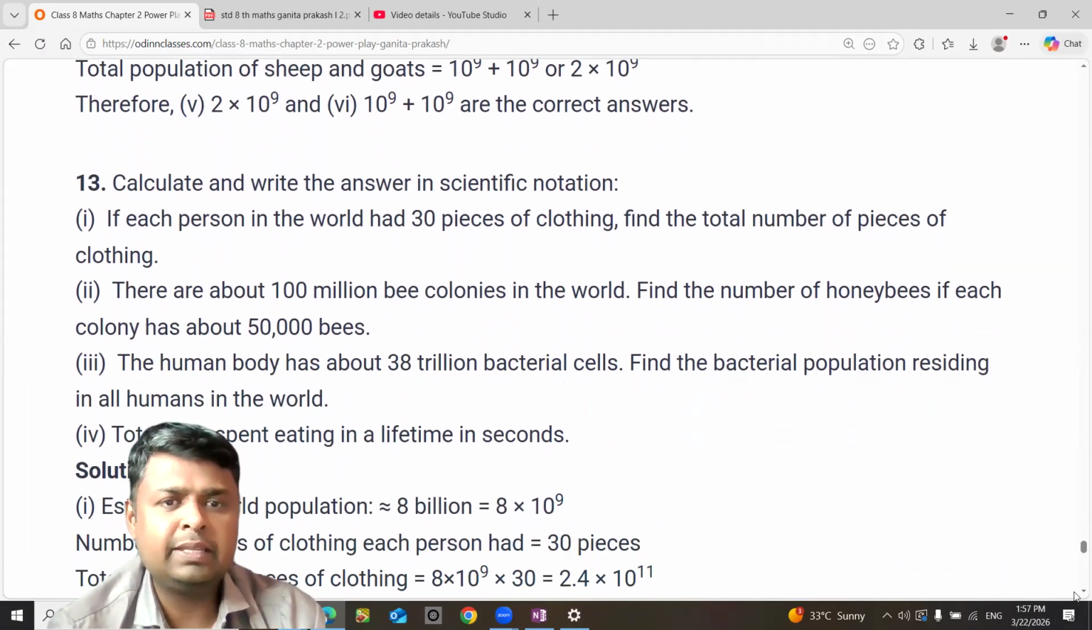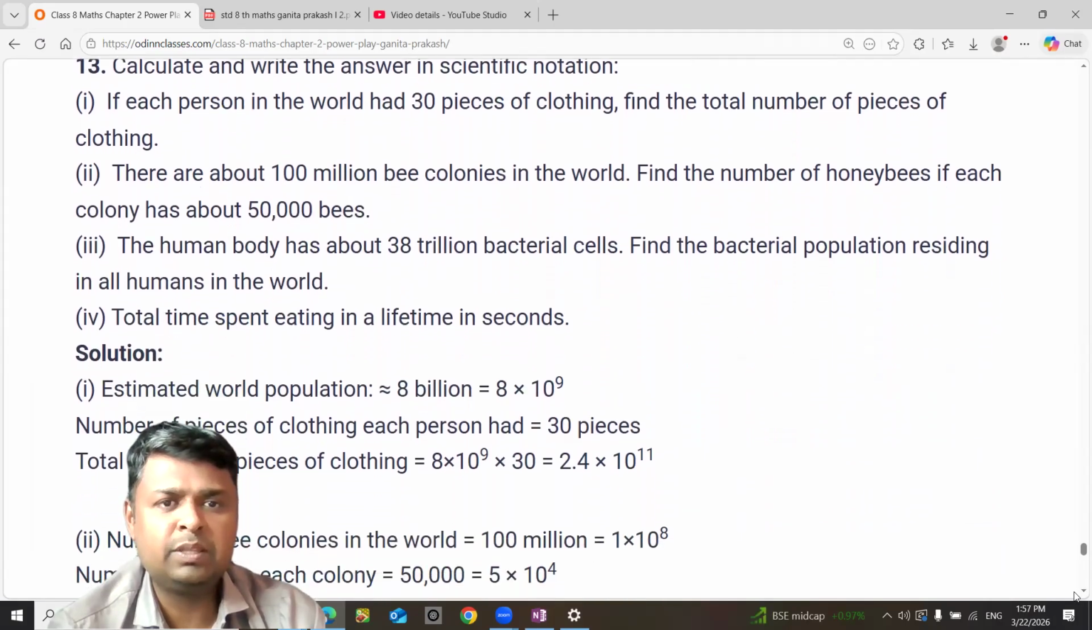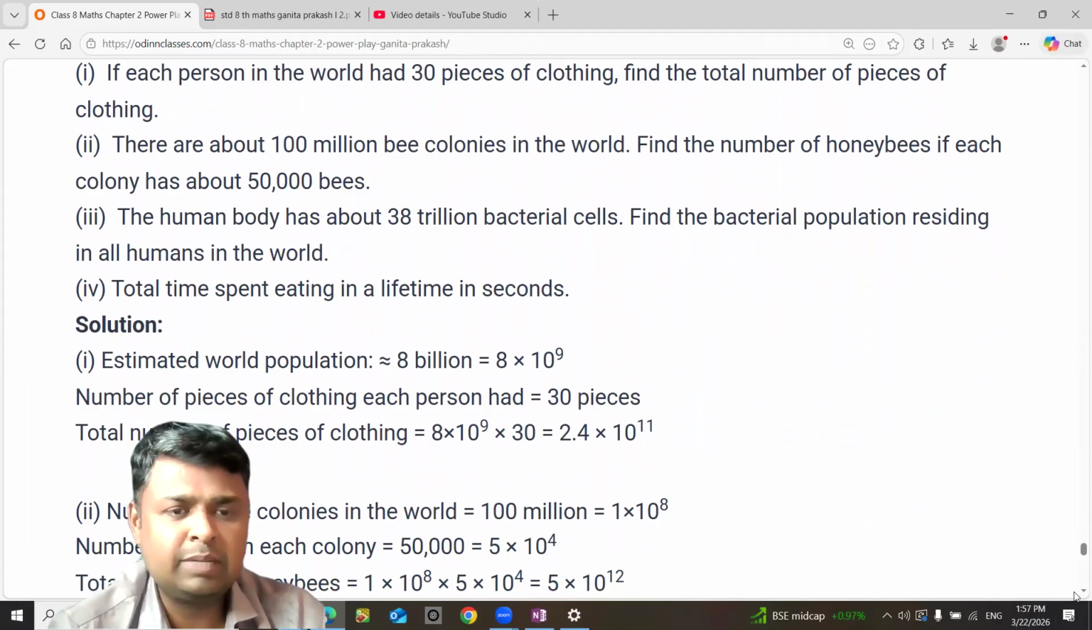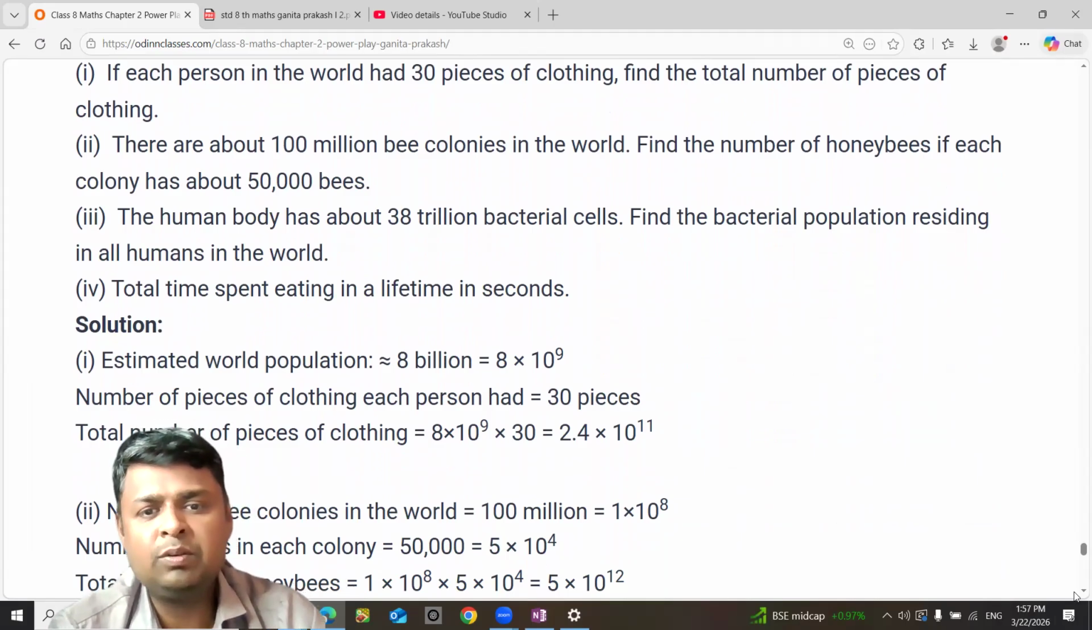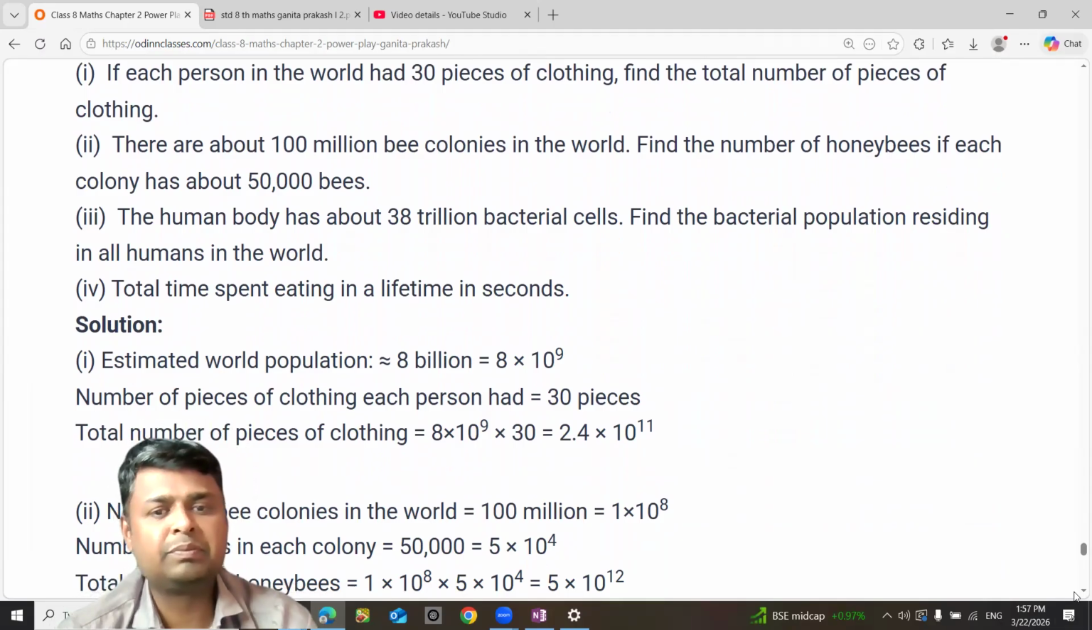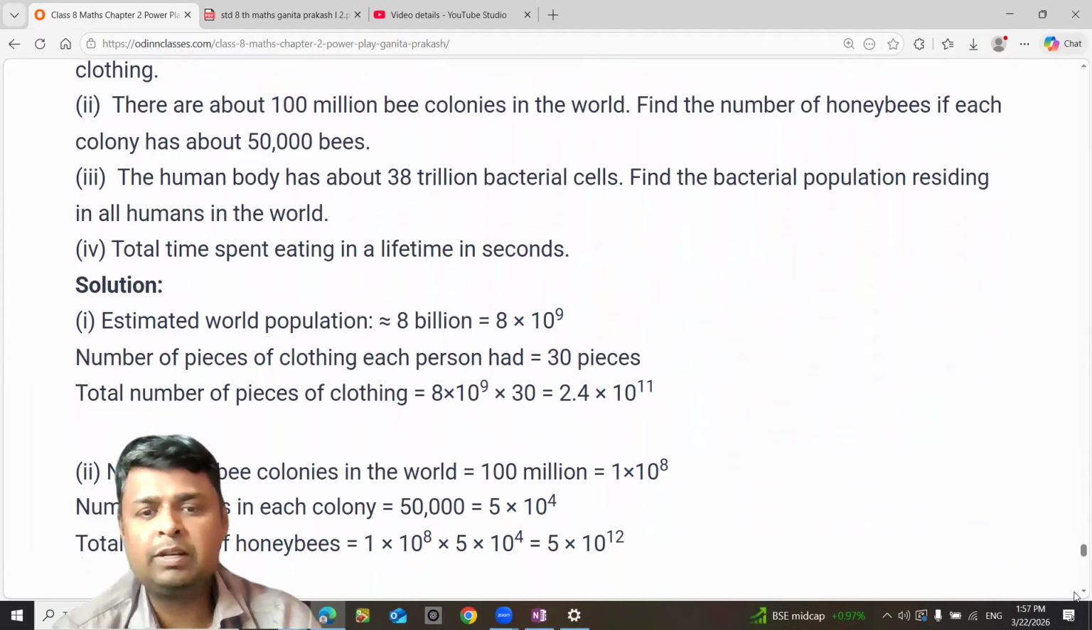Now calculate and write the answer in scientific notation. Each person in the world has 30 pieces of clothing. Find the number of pieces of clothing. So the estimated population is 8 billion. So 8 into 10 raised to 9. Each has 30 pieces of clothing. So multiply by 30. So 2.4 into 10 raised to 11.